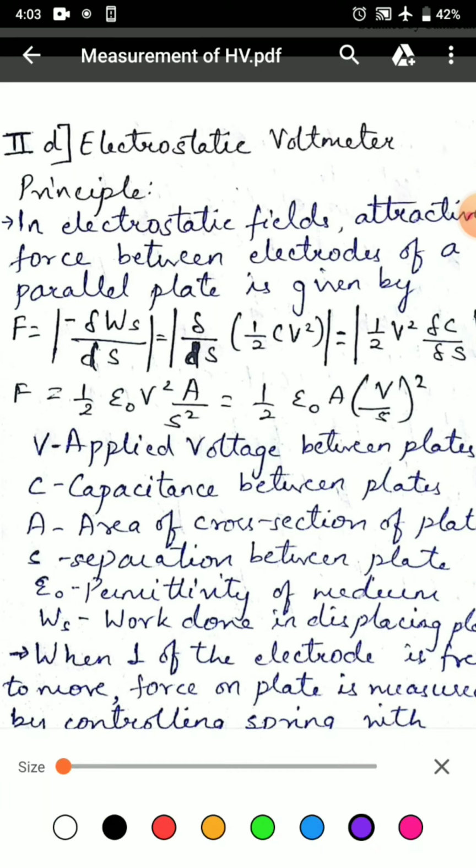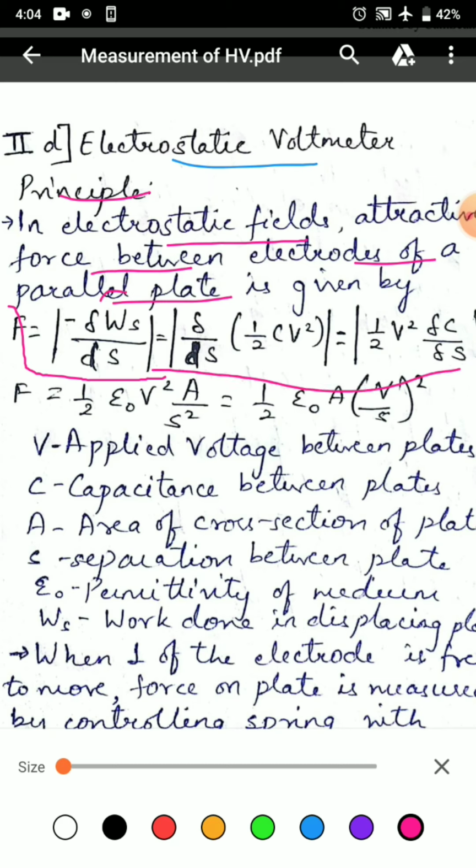Let us study about the electrostatic voltmeter, which is another device for measuring high voltage with power frequency. The principle of the electrostatic voltmeter is that in an electrostatic field, the attractive force between electrodes of a parallel plate is given by the equation F is equal to minus del Ws upon ds, which can be replaced as half Cv square.